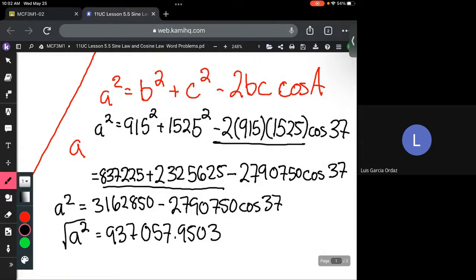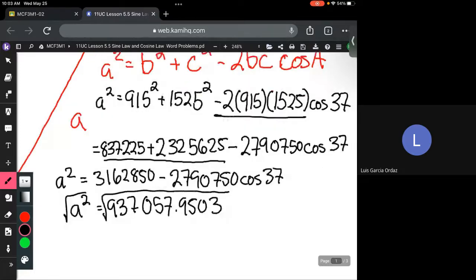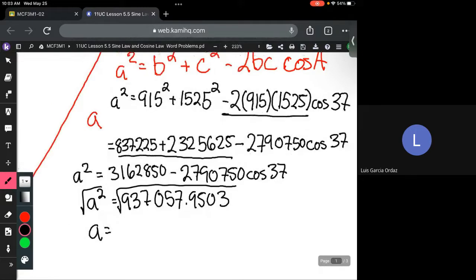And to get rid of the squared in the a squared, what do I have to do? Square root. Wait, you did that number minus that number and got that. Because you have to do the number that's first minus 2,790,750 times cos 37. This is one singular number, so you cannot separate them at all. Do the multiplication with cos 37 first.